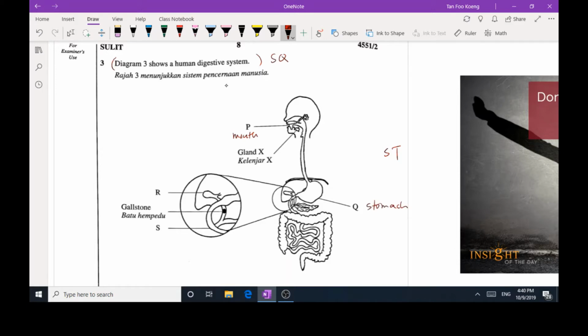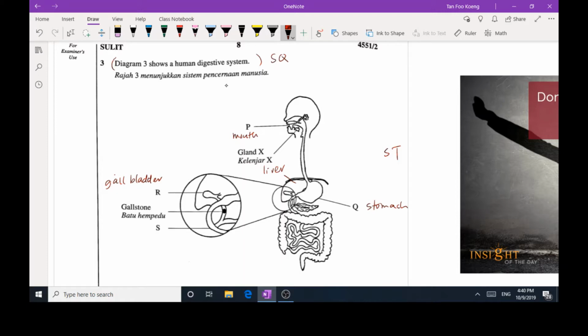We have R. R is found inside a very big organ here. This big organ is actually the liver, and inside the liver we have a sac that stores bile, and this R is actually the gallbladder. Now bear in mind that the gallbladder doesn't produce the bile. Bile is produced by the liver, but then the bile is transported to R to be stored.